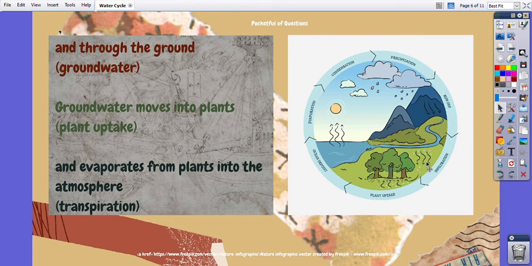All of the water, either by infiltration or percolation, is eventually absorbed by the plants and they use it for their daily uses. They produce their own food, and finally, most of the water evaporates from the plants into the atmosphere. This is called transpiration. So the groundwater that moves into the plants through the roots is called plant uptake, and the water that evaporates from the plants into the atmosphere is called transpiration. So not only evaporation through the seas, but transpiration also is a process that provides water vapors into the atmosphere.